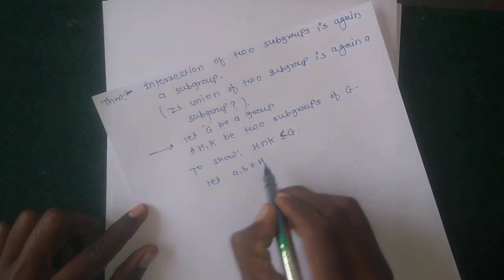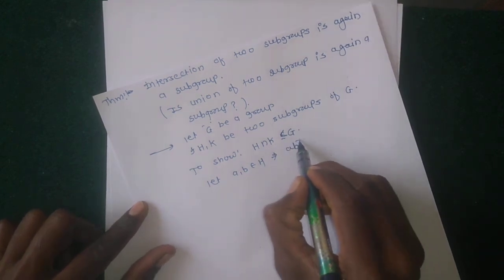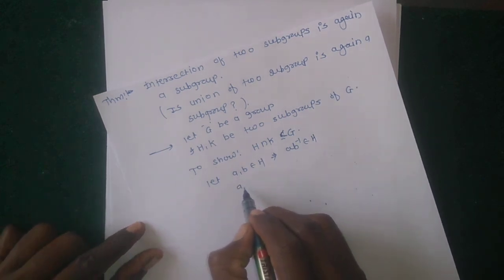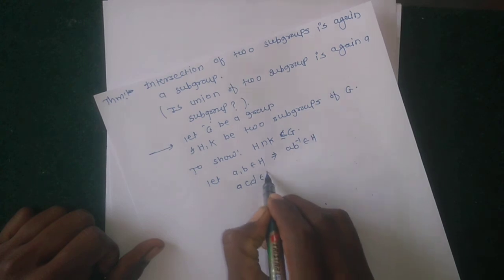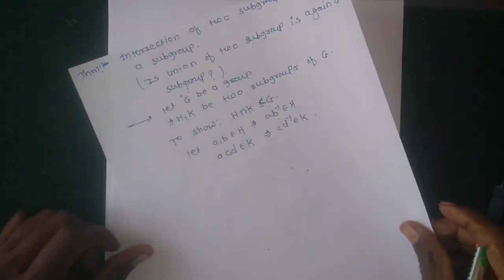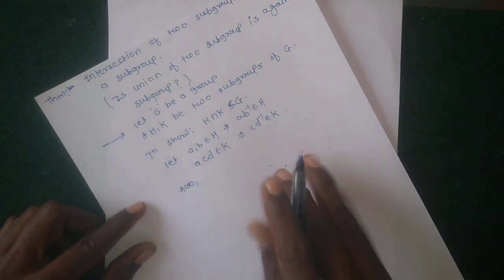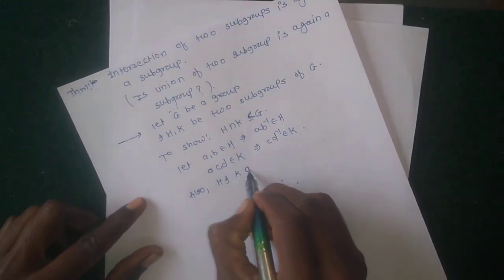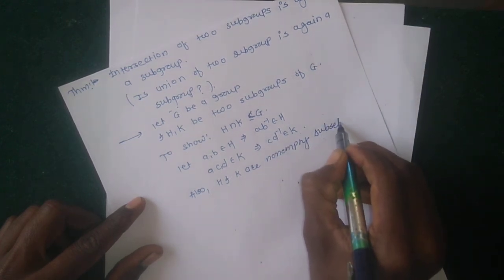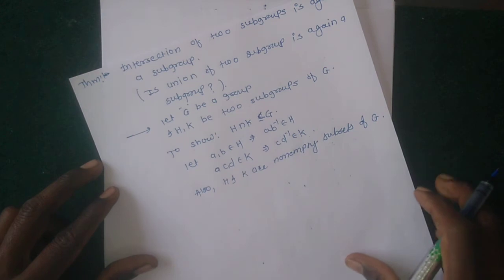Okay. Let a, b belong to H. H is a subgroup, which implies that a b inverse belongs to H. Also say that c, d belong to K, which implies that c d inverse also belongs to K. Now also H and K are non-empty subsets of G.